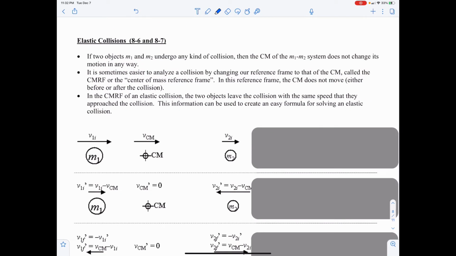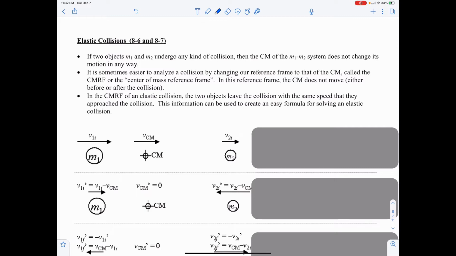Section 8.6 and 8.7, elastic collisions. If two objects, M1 and M2, undergo any kind of collision, then the center of mass of the M1-M2 system does not change its motion in any way. It is sometimes easier to analyze a collision by changing our reference frame to that of the center of mass, called the CMRF, or the center of mass reference frame.